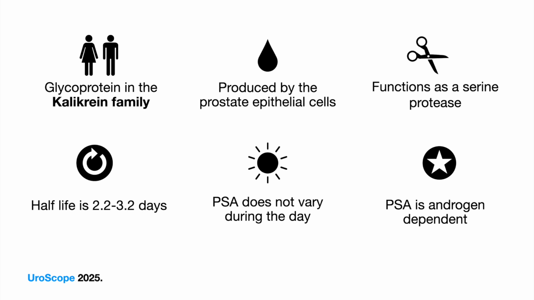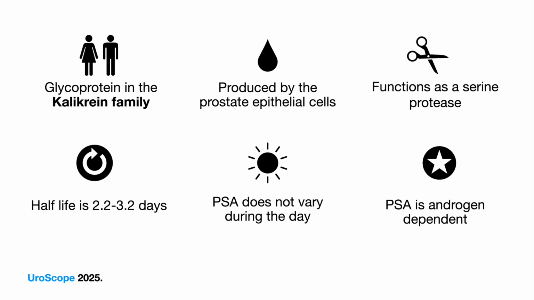PSA, or prostate-specific antigen, is a glycoprotein belonging to the kallikrein family. It is produced by the prostate epithelial cells and deposited in the seminal fluid. PSA acts as a serine protease. It cleaves seminal shellin, a protein in seminal fluid. This process reduces semen viscosity, improving sperm motility.